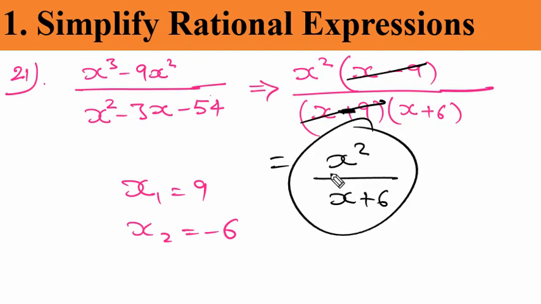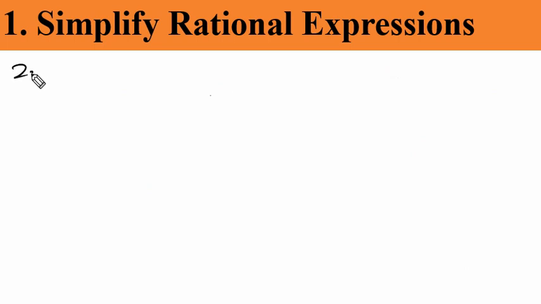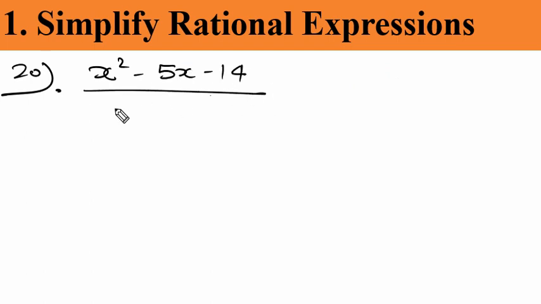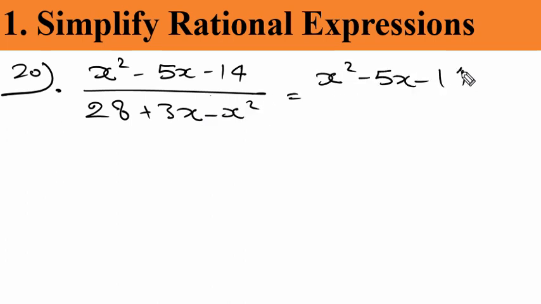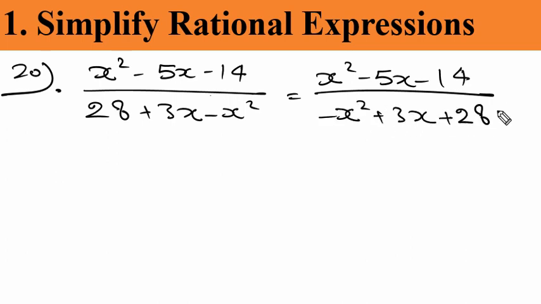So I think this is the error we have made in the previous question also. Let me quickly cross check because I cannot go back now. Now that was x squared minus 5x minus 14 over 28 plus 3x minus x squared. Again x squared minus 5x minus 14, and that will be negative x squared plus 3x plus 28, right? Now let's use the calculator, so I'm using it.